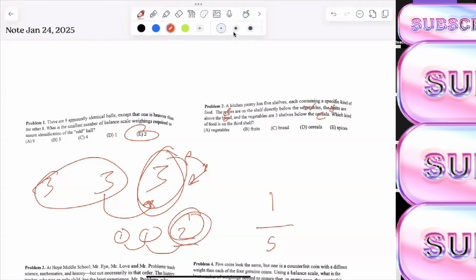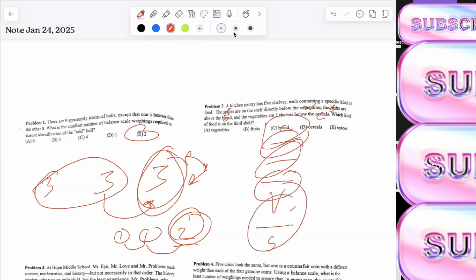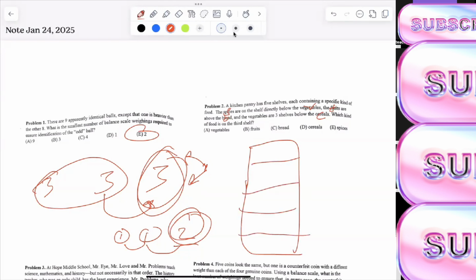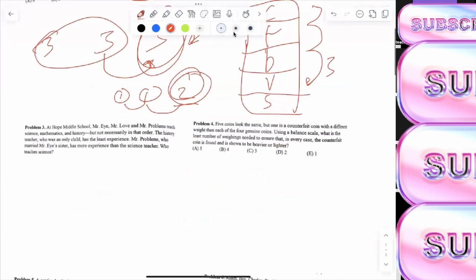So this is a random shelf, cereal. Notice that that's already 5 shelves. This one encompasses 1 shelf, 2 shelves, 3 shelves, 4 shelves, 5 shelves. So C, V, and S, it has to be like that. There's 3 shelves below, so this one's 1, 2, 3. So the fruits are above the bread, which means bread is over here. So it means 2 is C or bread. So just picturing it gives you the answer.